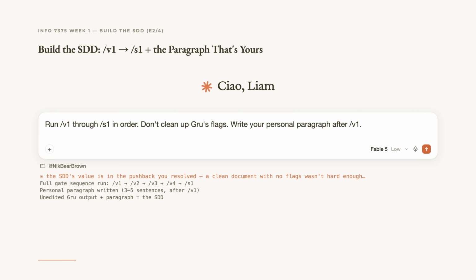The software design document, the SDD, is only worth grading if it shows the pushback you resolved. Don't clean it up. The flags GRU raises are the evidence of your thinking. A polished SDD with no flags is a document that was easy to write. That's not what this assignment is measuring.